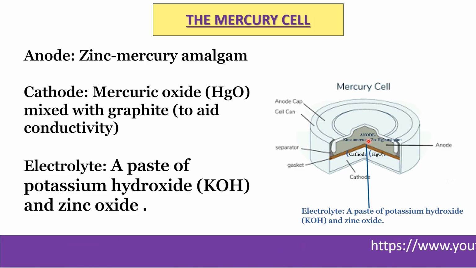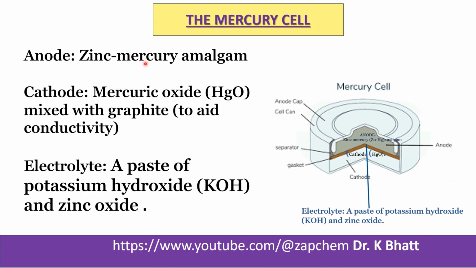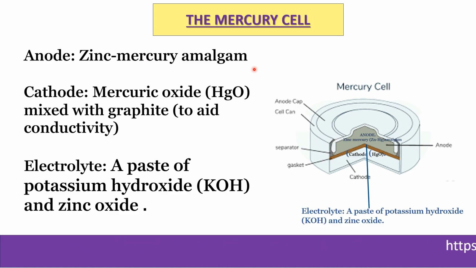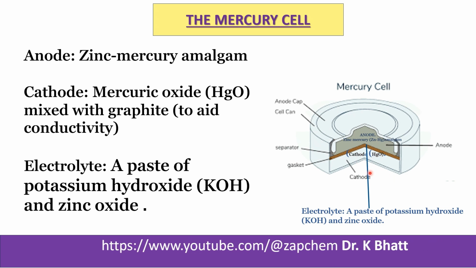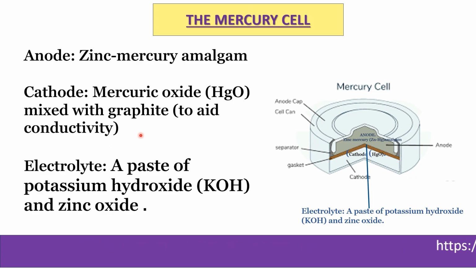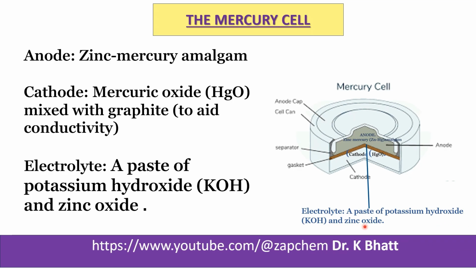Mind it, amalgam is different from alloys. Zinc is a solid, mercury is a liquid. When mixed together, they form an amalgam. And the cathode is, of course, mercuric oxide. This part is known as the cathode, which is mixed with graphite, which is a good conductor of electricity. And the electrolyte is a paste of potassium hydroxide and zinc oxide.